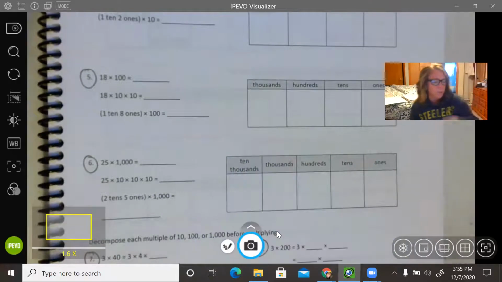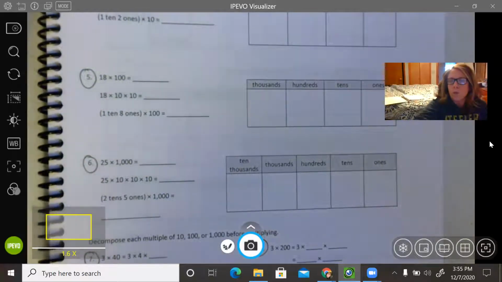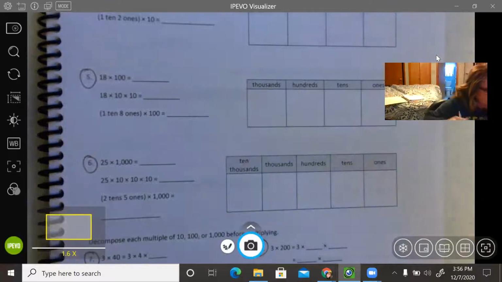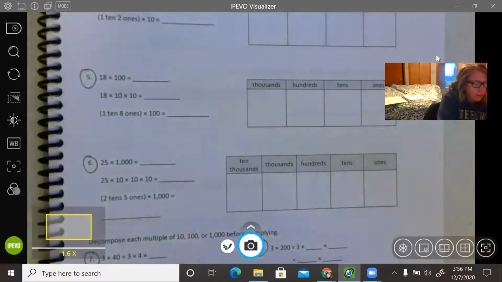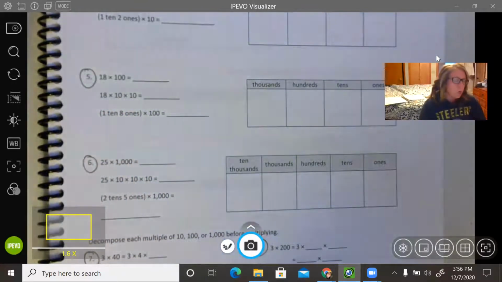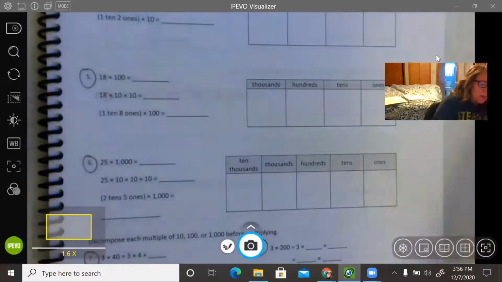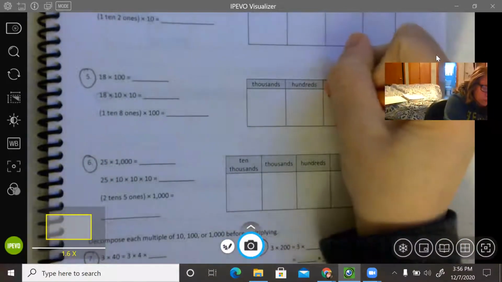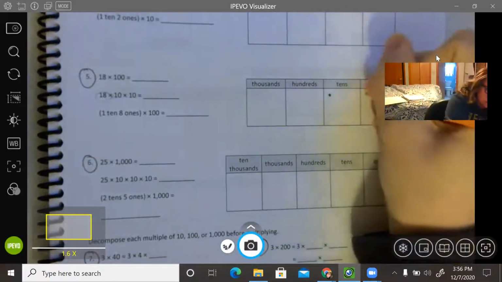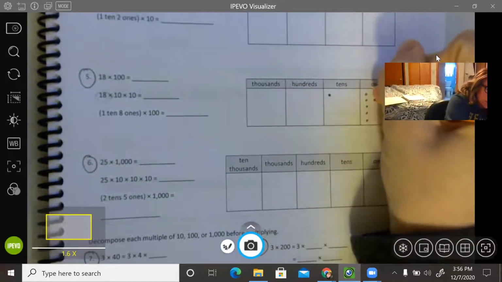and we're going to use this place value chart. So the problem that we're solving is 18 times 100. So your book has decomposed this for you as 18 times 10 times 10. So we're going to break up 18 into 1 ten and 8 ones. 1, 2, 3, 4, 5, 6, 7, 8.